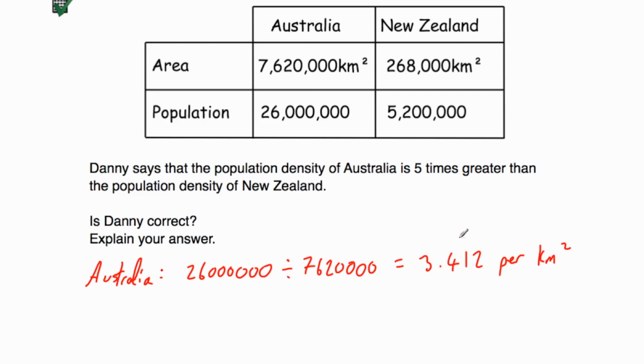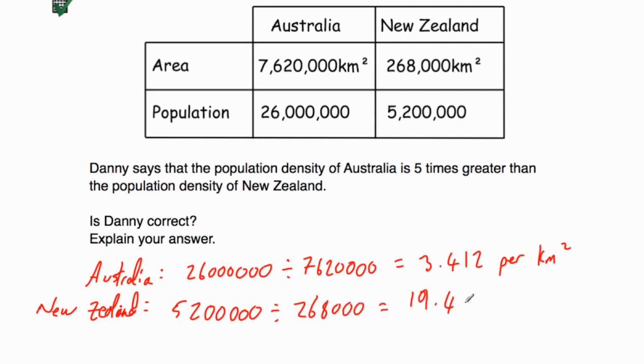Now let's do the same for New Zealand. So the population of New Zealand is 5,200,000 people, and we're going to divide that by the area, which is 268,000 square kilometres, and let's see what we get. And that's equal to 19.403 people per square kilometre. So as you can see, the population density of New Zealand is much greater than the population density of Australia.